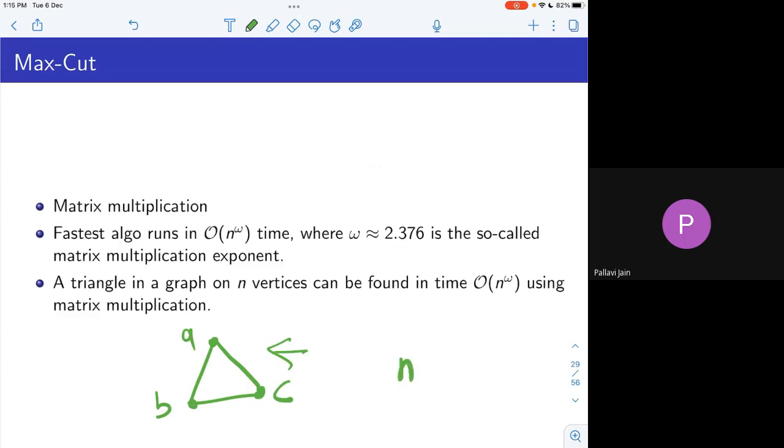Yes, so that is n cube, right? Because if we try all three vertices and check the edges between them, we can find a triangle for sure if it exists, right? But that is again brute force. What we can also use is matrix multiplication to find out if there is a triangle in the graph or not. Okay, so this is the idea we are going to use.